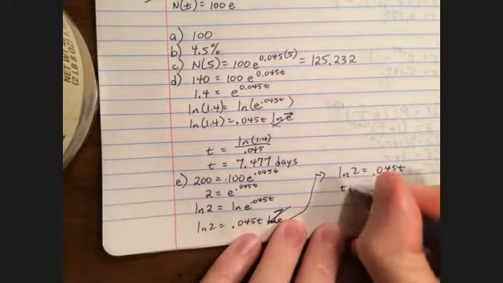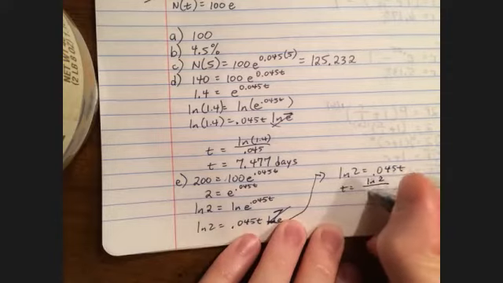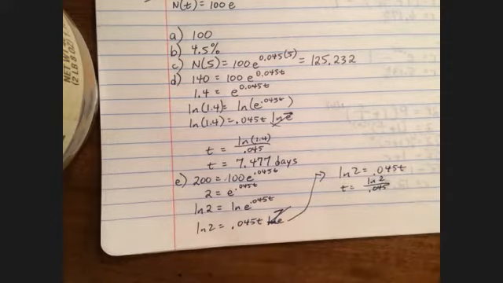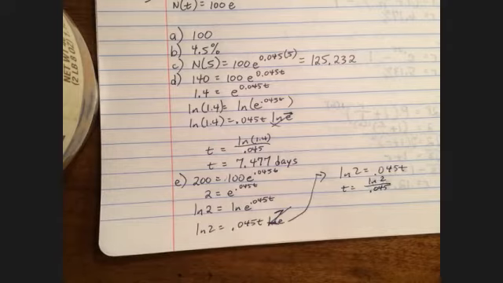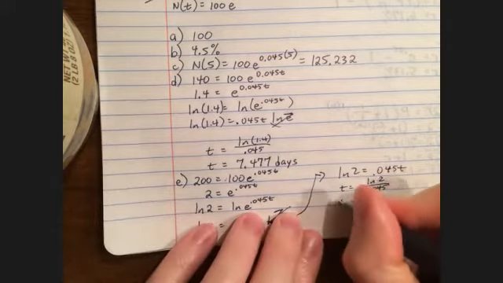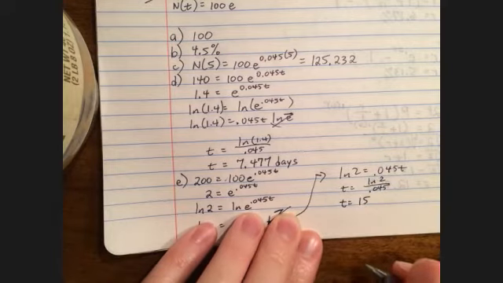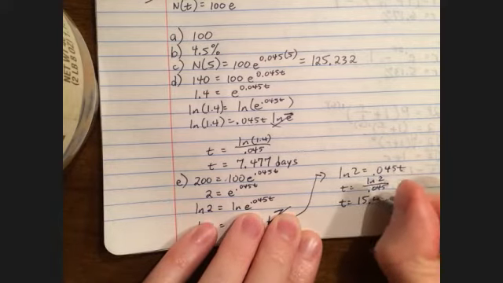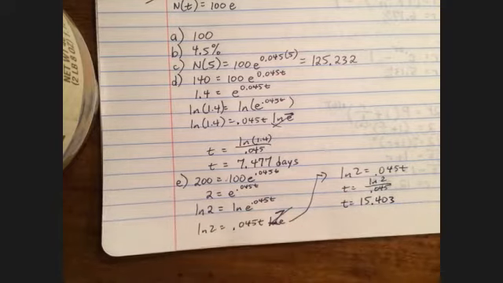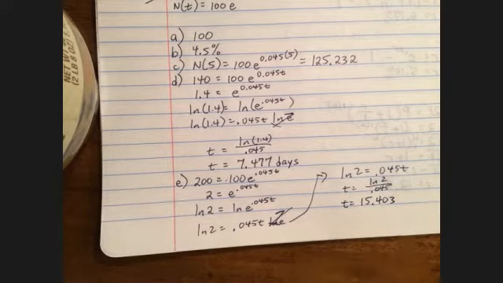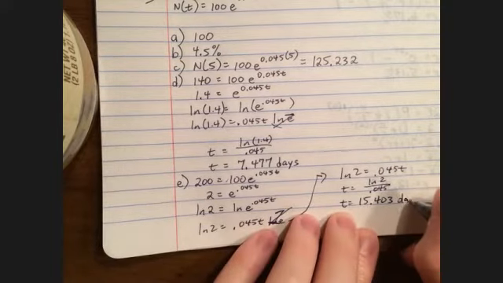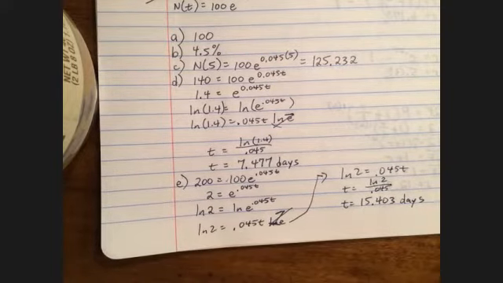So we're trying to figure out what's ln of 2 over 0.045. So we're looking at 15.403. And once again, that's our days. So the population will double after a little over 15 days.